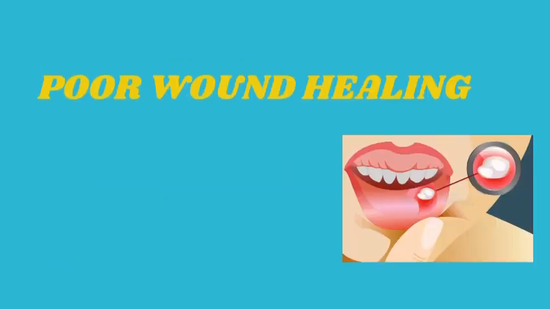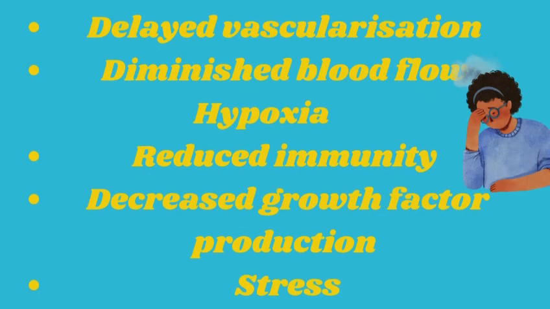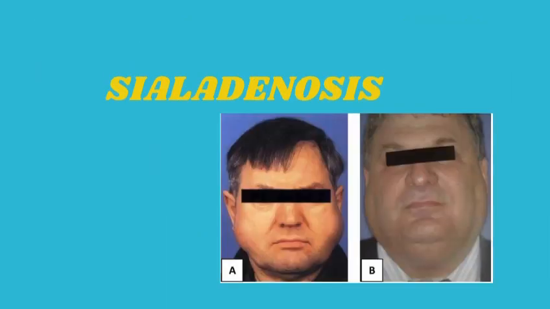Next, poor oral wound healing. Delayed healing of the soft and hard tissues in diabetic patients is a well-known complication during oral surgeries. It is due to the delayed vascularization, diminished blood flow and hypoxia, and a reduction in the innate immunity, decreased growth factor production, and psychological stress.